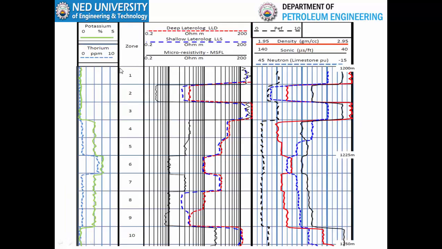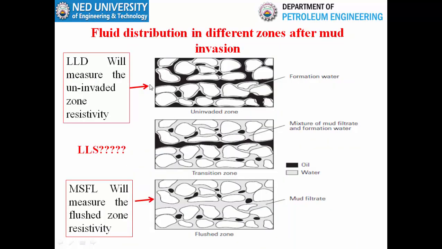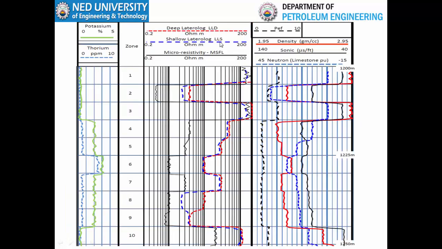We have also seen that the modern tools for measuring the shallow zone and the deep zone resistivity are the LLS and LLD. So laterolog shallow and laterolog deep are the modern tools which measure the resistivity of the shallow and the deep zone. And the near wellbore resistivity, which is the flush zone resistivity, is measured through the MSFL log, which is called the micro resistivity focused log.